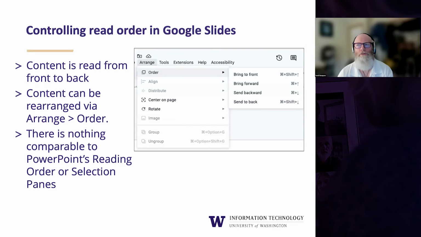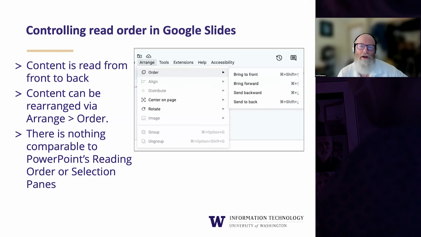Within Google Slides, there's nothing comparable to either the selection pane or the reading order pane. You can change the order of content within a slide by sending it forward or backward, or all the way to the front or all the way to the back. But in working with this, I have found that it's very difficult to keep track of where things are. What is the overall structure? What is the overall order of the content on a slide?